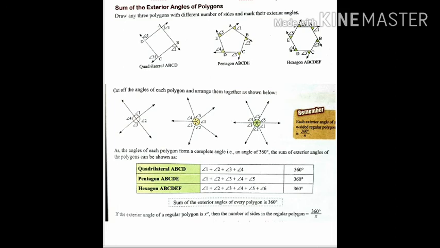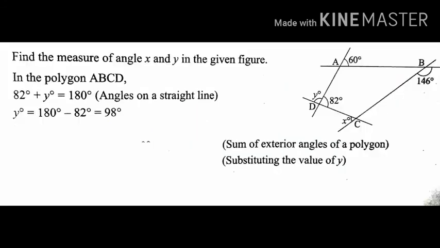But if you have to find the measurement of one angle, what you will do is divide 360 by the number of sides. So each exterior angle of an n-sided regular polygon is 360 degrees divided by n. Suppose I have a question, and a figure is given. Here you have to find the x degree and y degree values.